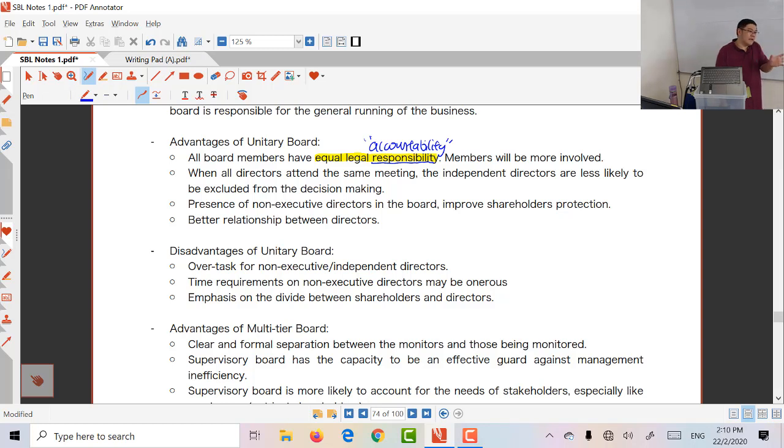By looking at ED and NED, you probably will have the perception that the ED has more work to do, the NED has less work to do. So the ED seems to be more powerful, the NED has less power and stuff like that. You might have that kind of concept and think that one kind of director is more superior than the other kind of director. But unfortunately, or probably fortunately, in the eyes of the law, it's not like that. In the eyes of the law, in a unitary board, all directors are the same. They are all directors. So when they all carry the same status, they carry the same accountability, they also share the same liability.